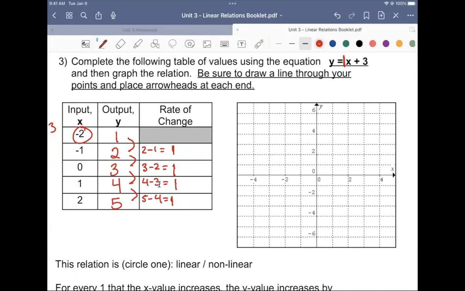Now, if I plot those points, I know that at -2, I've gone a y value of 1. So I'm going to be right here. If I go to -1, I have a y value of 2. If I go to 0, I have a y value of 3. If I go to 1, I have a y value of 4. And if I go to 2, I have a y value of 5. I'm then just going to plot those points, but once my line is cooperating, and put an arrow on both sides.